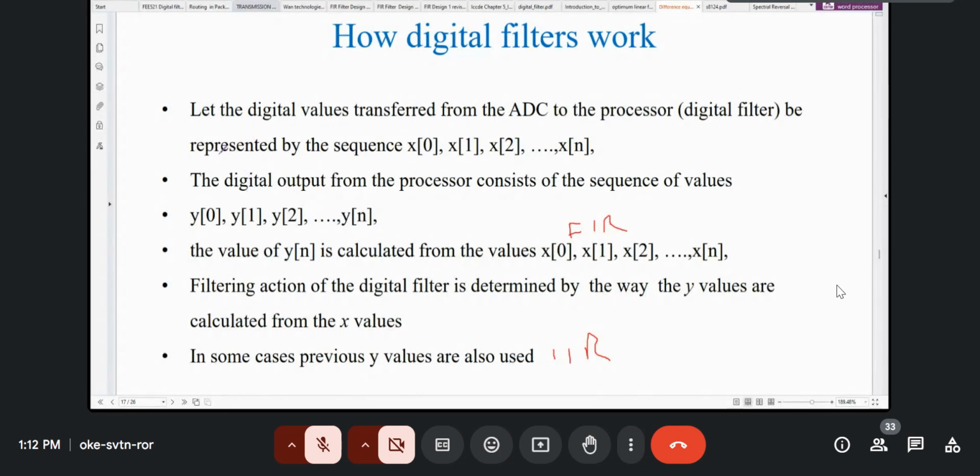So how do filters work? Let the digital values be transferred from the ADC to the processor. You have these samples. Digital output from the processor consists of these samples. The value of y is calculated from these samples. Filtering, I think basics, I've already talked about it. The filtering action depends on how you generate your y values. Y is the output. So how you generate the output value from the x values and previous y values, like in the case of IIR. In FIR, you only have the x values.